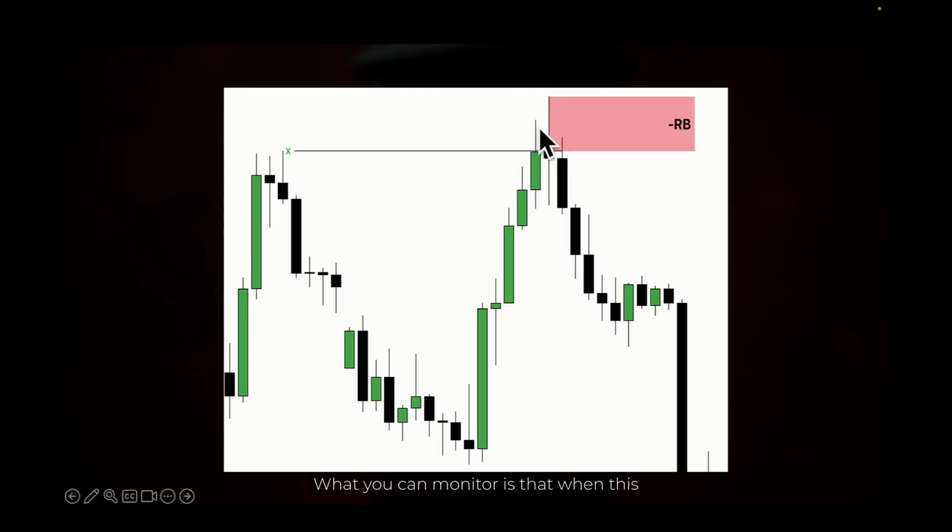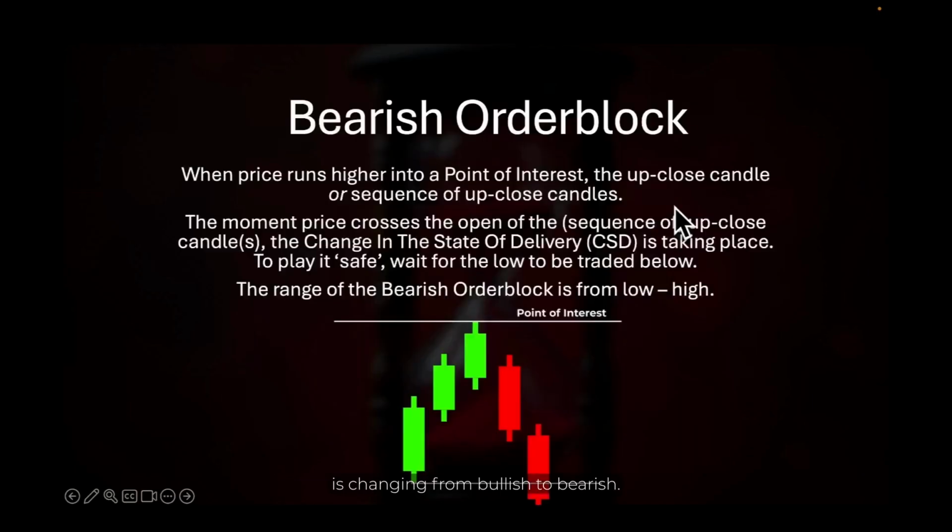What you can monitor is that when this bearish rejection block forms, pay attention to what I outlined, that we took out buy-side liquidity. That's a crucial element, by the way. When this rejection block forms, what you're monitoring is whether or not we're going to reject it and whether or not you're going to see imbalances on the left side of the curve get displaced through. Because that shows to you that order flow is changing from bullish to bearish. When we pay attention to the bearish order block then, this takes place when price runs higher into a point of interest, and the up close candle or sequence of up close candles that forms is your bearish order block.